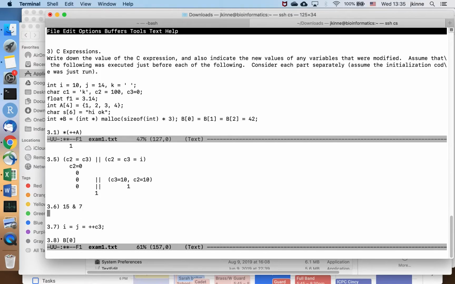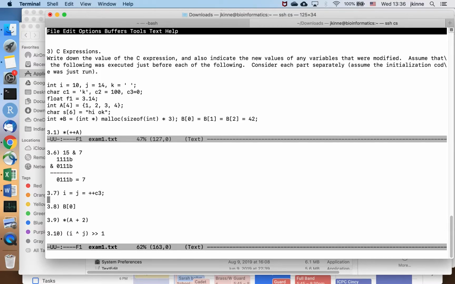Okay, 15 and 7. So we've got to do the bits. 15 is this in binary. 7 is this. And we want to do the AND of those. Just bit by bit. 1 and 0 is 0. The rest of these are 1s. And this is equal to 7. So if you wrote either one of those, that was fine. I equal j equal plus plus C3. Since the plus plus is before the C3, that's the thing that's going to happen first. So we're going to have I equal j equal C3 is 0. It'll be a 1.